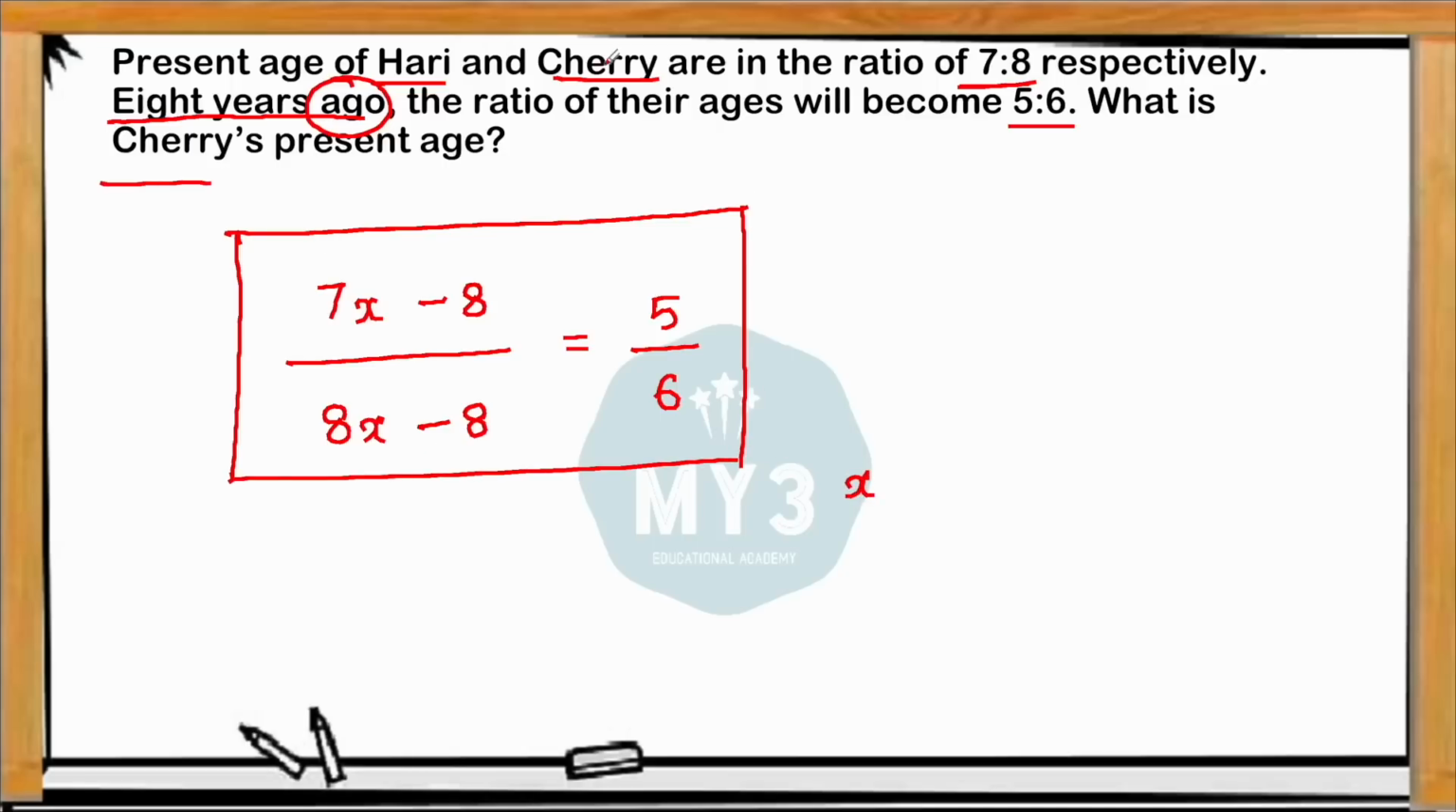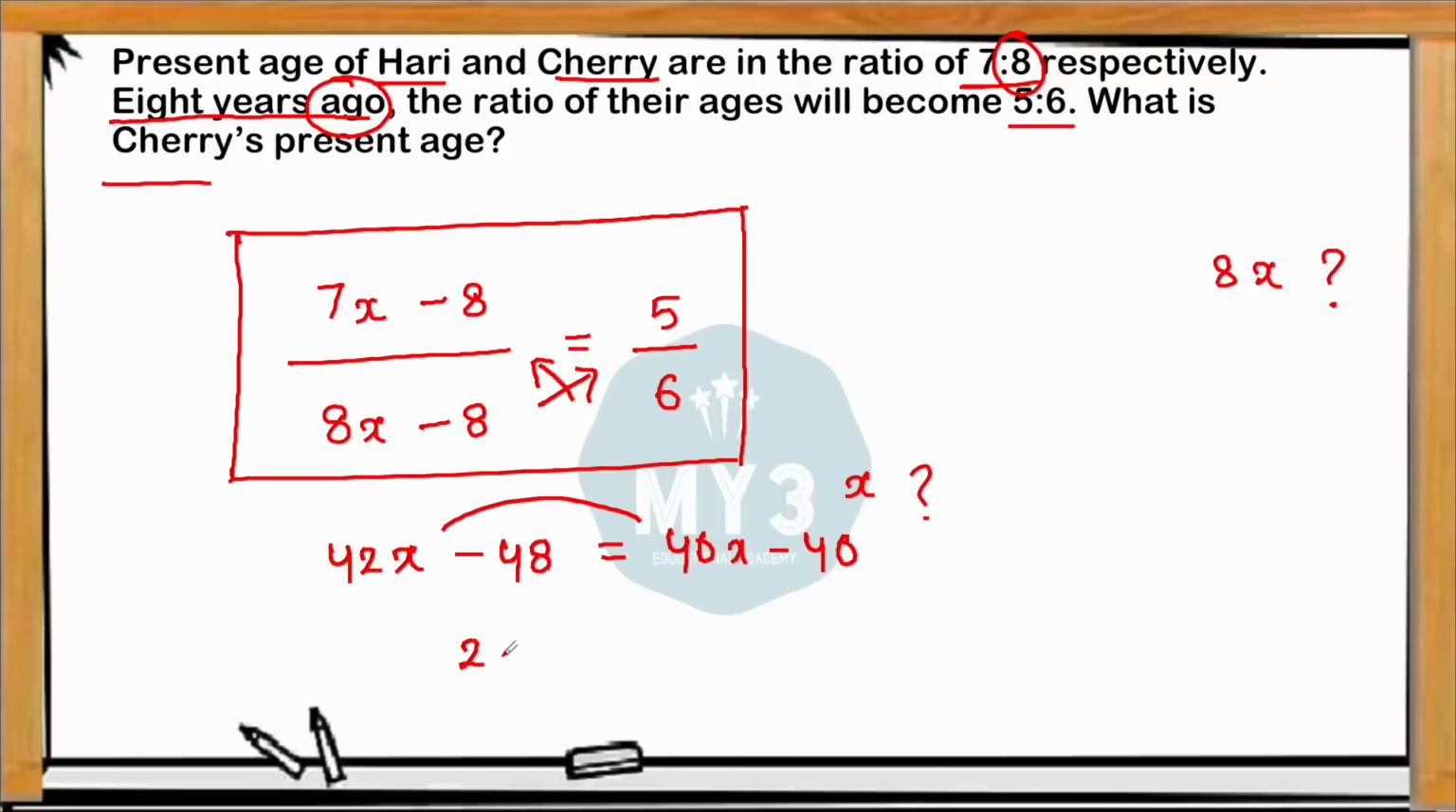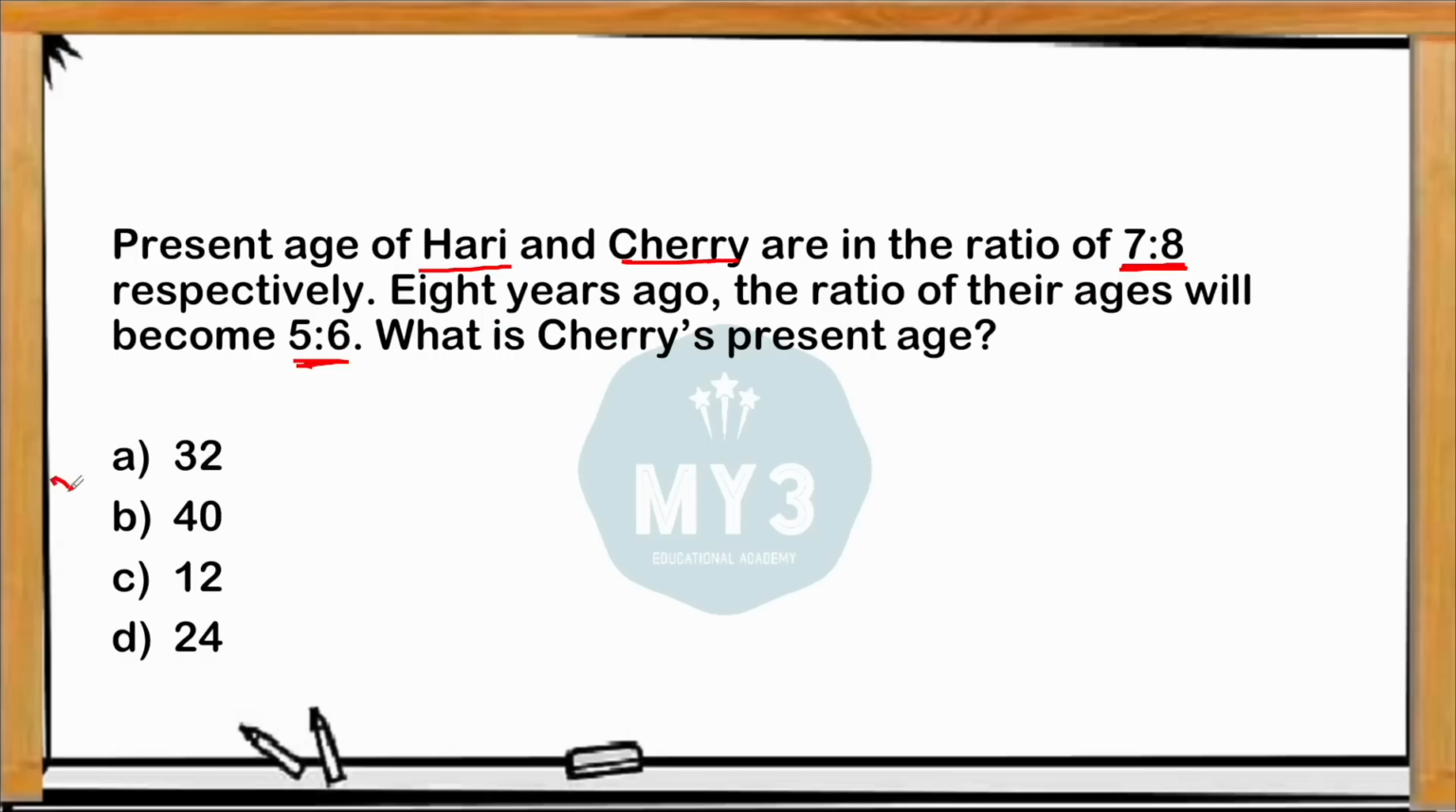They are asking Cherry's age. Cherry is the second person. That means you need to find out the 8x value. So how to get the x value here? Just cross multiply. 7 into 6 is 42 and 8 into 6 is 48. And if you cross multiply this side, 8 into 5 is 40x and 8 into 5 is 40. So if you bring this to this side, we can write 2x is equal to 8 and the x value is equal to 4. But the question here is Cherry's present age. Cherry's age is 8x, 8 into 4 is 32. You can mark the answer as 32 years. This is one approach.